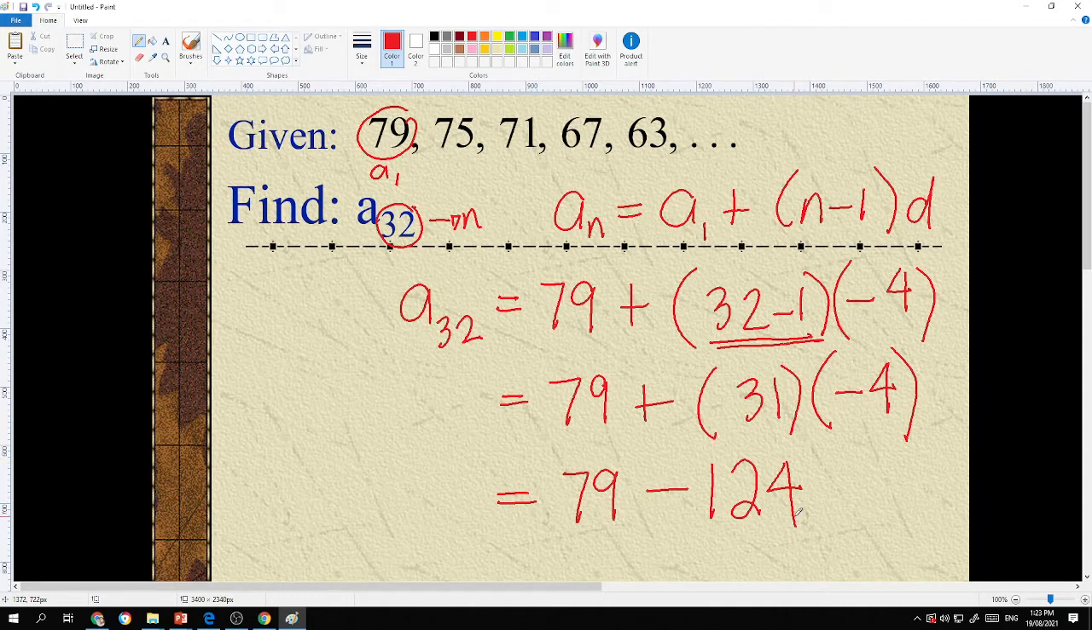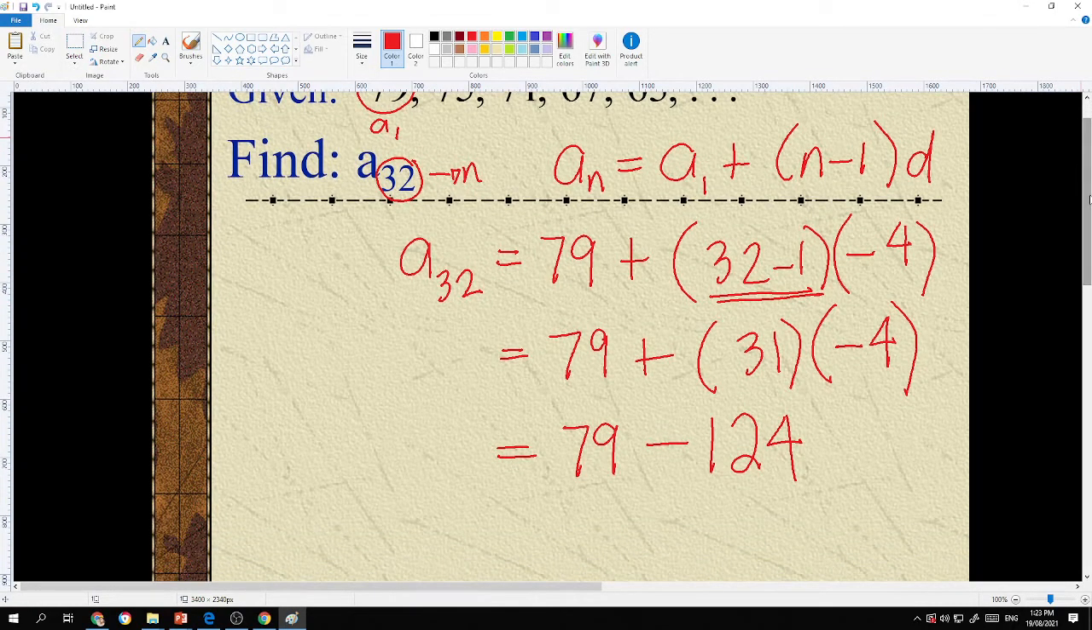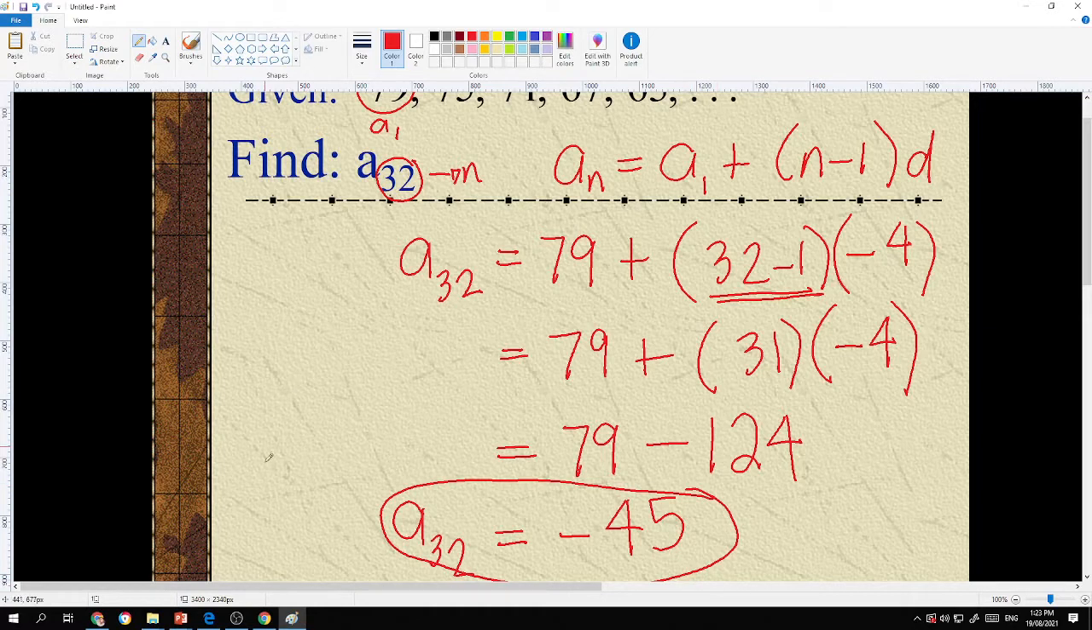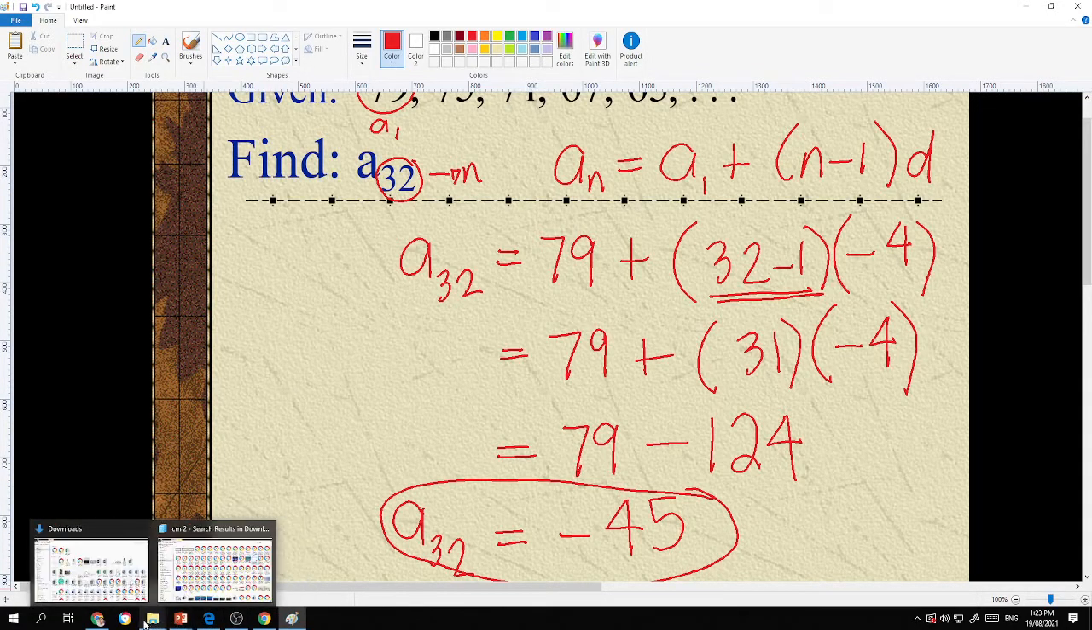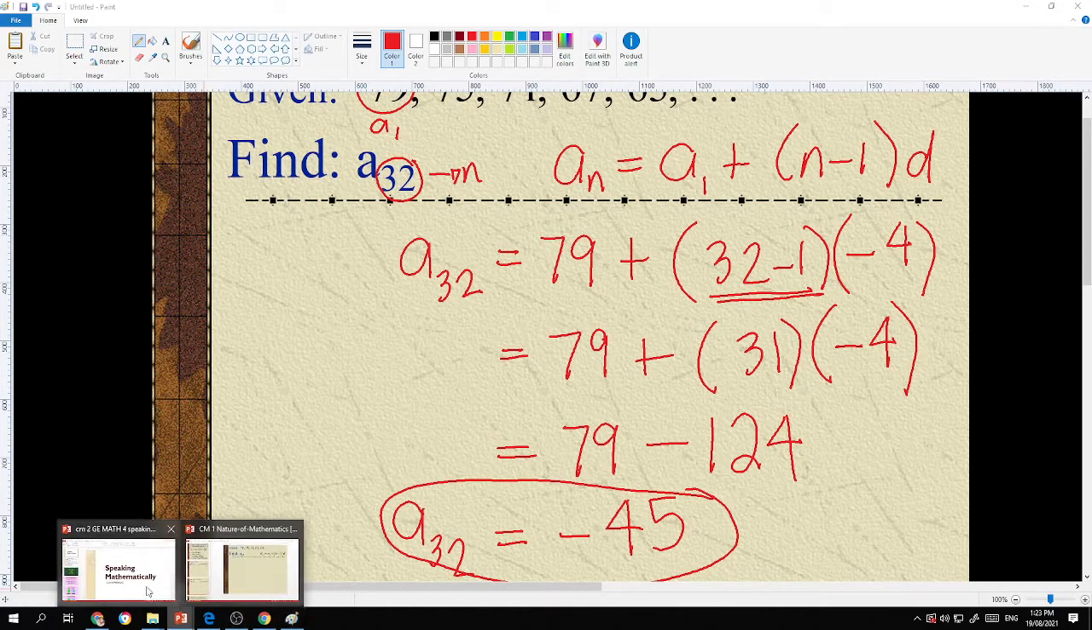Negative 124. Now, what is 79 plus negative 124? Again, how much? Negative 45. And that will be our answer for the 32nd term. Okay? So, mao ni gamit sa formula sa arithmetic sequence. Okay, let's proceed. There you go.